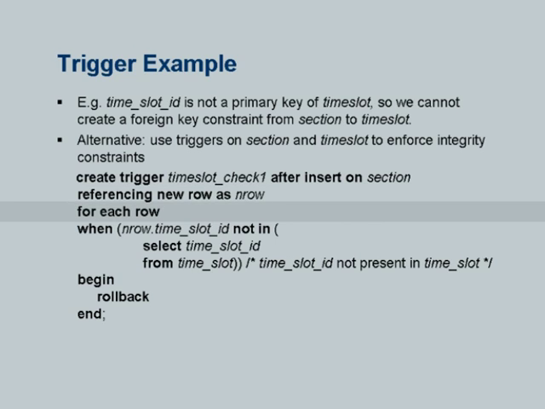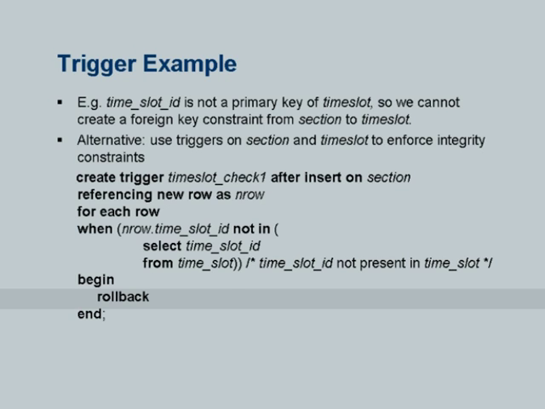And then it says for each row. If the transaction may have inserted 1,000 rows, what this says is for each row, loop over each row, when nrow.time_slot_id is not in (select time_slot_id from time_slot). What is this check doing? It's running a query which is checking if the time slot ID of the newly inserted row is present in the time slot table. If it is present, no problem. If it is not in there, then what does it do? It does a rollback. So this is enforcing an integrity constraint using a trigger.